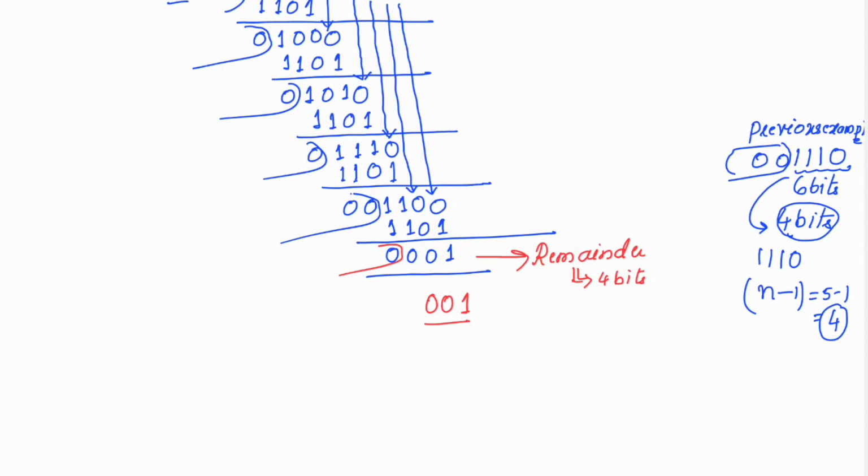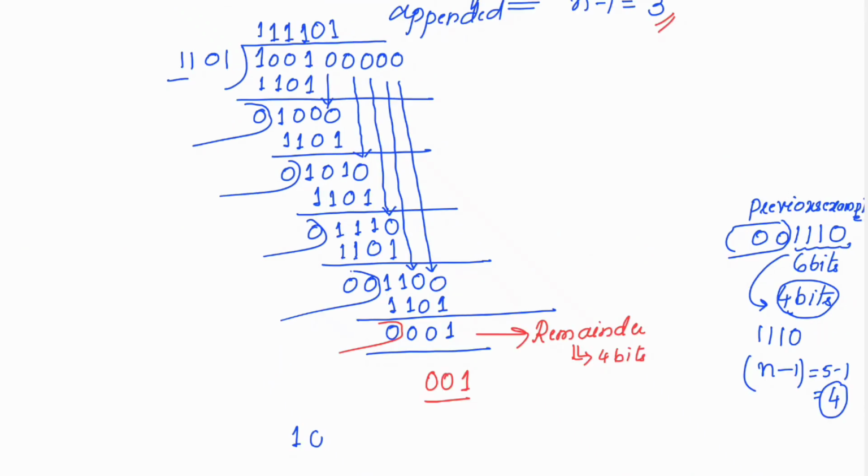That means while sending, it will append these 3 bits to the data. So what was the data? The original data was 100100. To this original data, these 3 bits 001 will get appended, and this will be sent to the receiver from the sender side. So the steps at the sender side are completed. The sender is now sending this data.